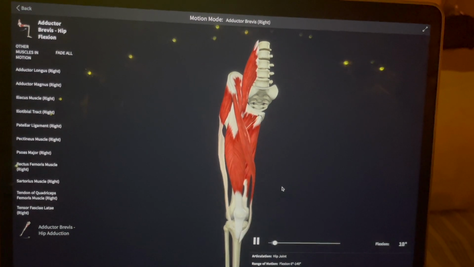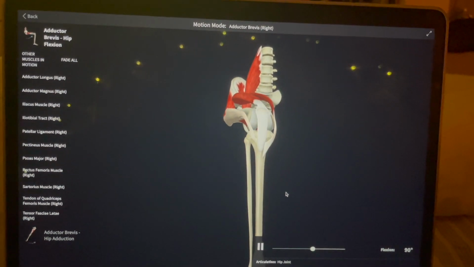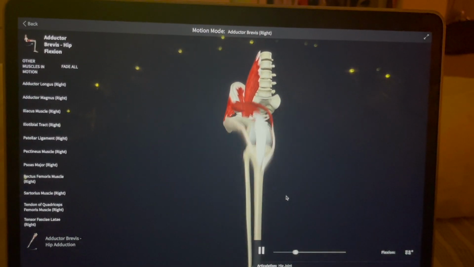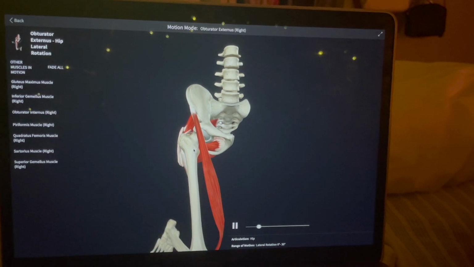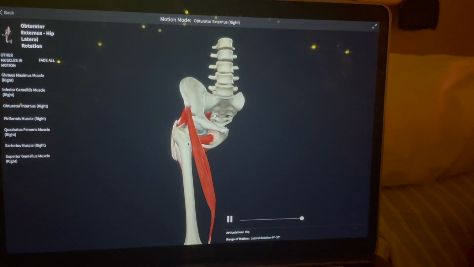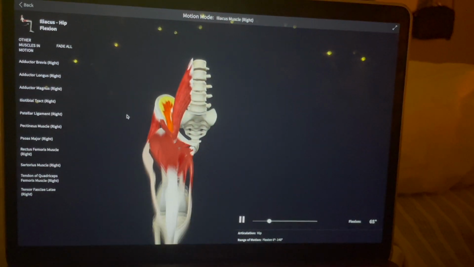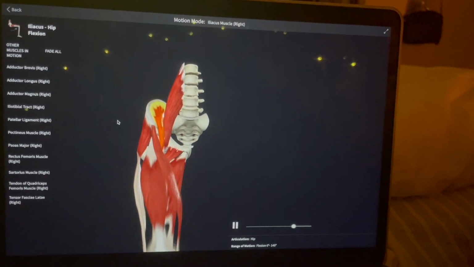As we see here, this is the motion that the adductor brevis is going to be doing. It's hip flexion. And here we see the obturator externus, which is going to be hip lateral rotation, which is what we can see in this animation here. And finally, we have the iliacus muscle, which is again used for hip flexion, as we can see in the animation.